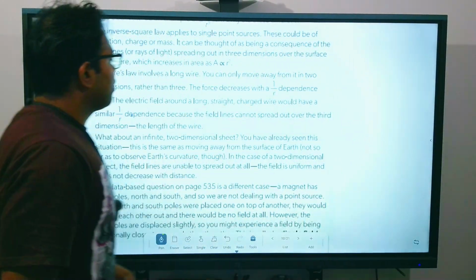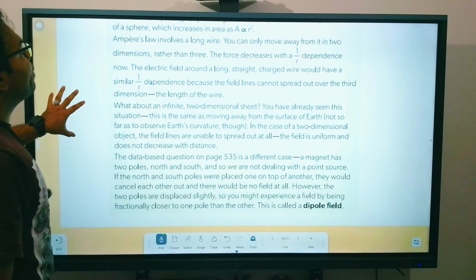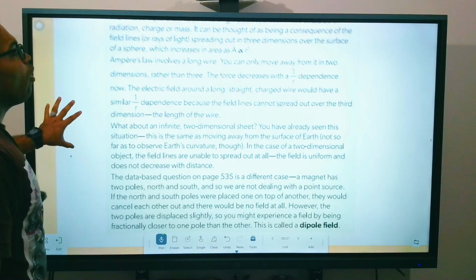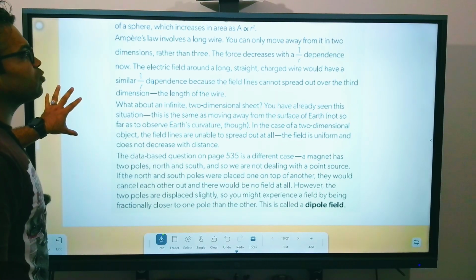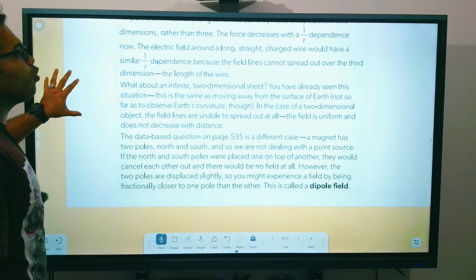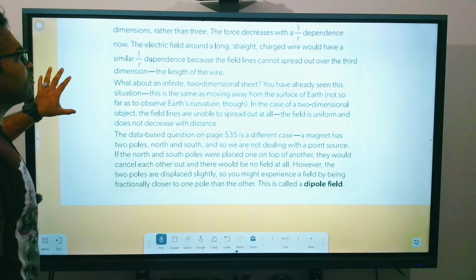Okay, let's move on. Now, the electric field around a straight charged wire could have a similar 1 upon r dependence because the field lines cannot spread out over three dimensions, only over the length of the wire.